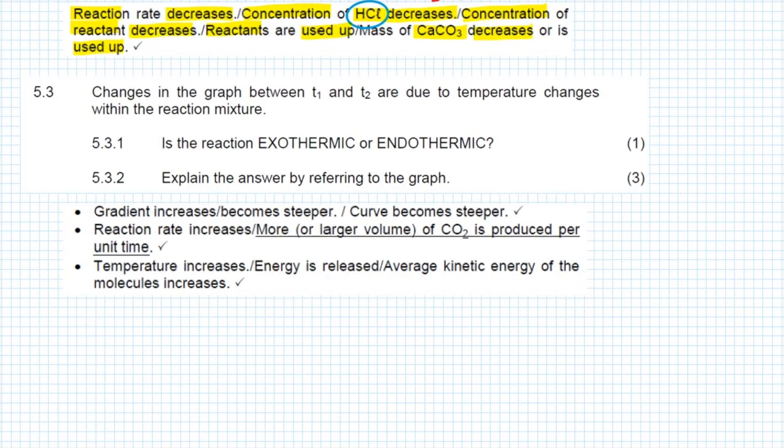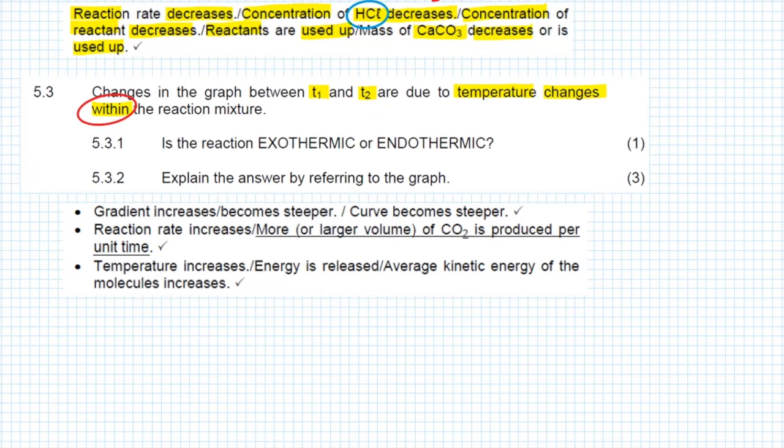Question 5.3 says, changes in the graph between time T1 and T2 are due to temperature changes within the reaction mixture. The word within is very important here because it explains that we, as observers, as the external environment, are not adding more heat or removing heat from the system. Instead, what is happening is that bonds are being broken and new bonds are forming.